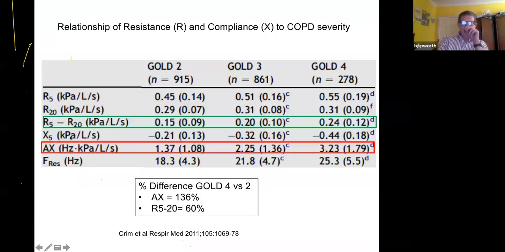But if we start looking at the compliance or reactance, X, this is where you see the big signal in COPD. Compare GOLD 2 to GOLD 4 for X5 at 5 Hz, and that goes from minus 0.21 to minus 0.4. But the biggest change of all is in the area under the reactance curve, AX. That goes from 1.37 to 3.27. And the resonant frequency also changes quite a bit, from 18 Hz to 25 Hz. Let's put some numbers on that. While R5 minus R20 changes by 60% from GOLD 2 to GOLD 4, the AX changes by 136%. So there's a bit of discordance between the change in resistance and the change in compliance.